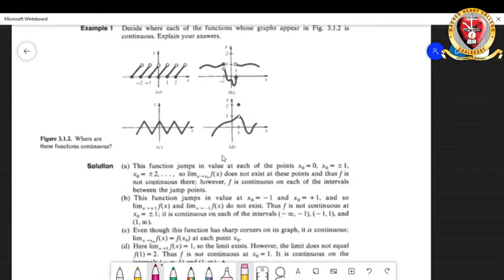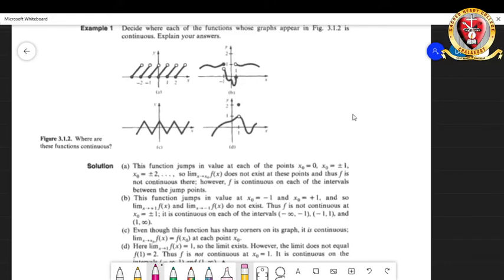In the solution, you can see that the first function is jumping at the points 0, plus or minus 1, plus or minus 2, and so on. So the limit as x tends to x naught of f of x will not exist at these points, but the left limit and right limit exist. They will not coincide with each other, and thus f is not continuous at those points. However, f will be continuous on each of the intervals between the jump points, because if this is -3, from -3 to -2 it is continuous. Then only the jump is happening.